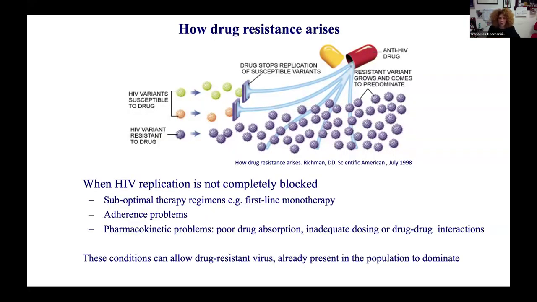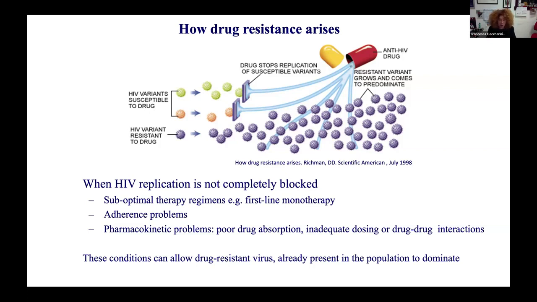So how does drug resistance arise? Frequently, we can have virus susceptible to the drug, but in some individuals, some HIV variants resistant to the drug. And so this is another reason why it's very important not to use monotherapy. We always need to use drugs that combine more targets. And if we have a person that has even a small amount of resistant variant, of course there will be selection, increase and growth, and this resistant virus will become predominant.